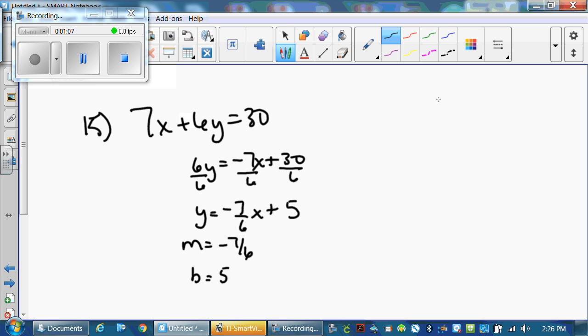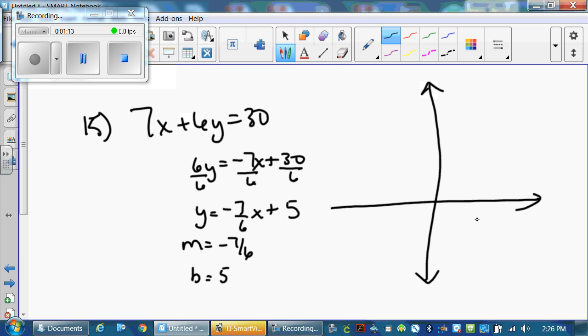So if I want to sketch this line, I'll draw my best x and y axis. 2, 3, 4, 5, 6, 7. 1, 2, 3, 4, 5. 2, 3, 4, 5, 6, 7. Okay, I'm going to start at 5. 1, 2, 3, 4, 5.